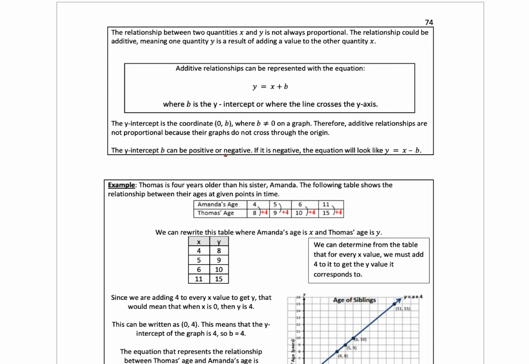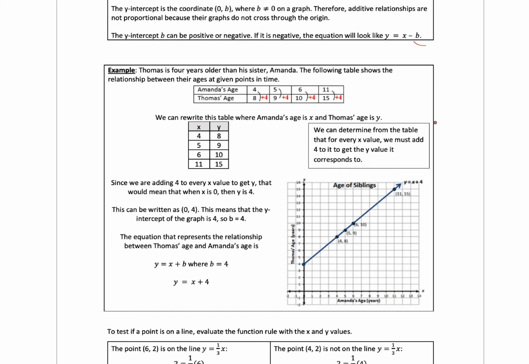The y-intercept can be positive or negative. If it's positive, we write it like this, y = x + b, where b is that y-intercept. If it's negative, we write y = x - b, where b is still the y-intercept, but if it has a negative sign there, then that means it's a negative value.